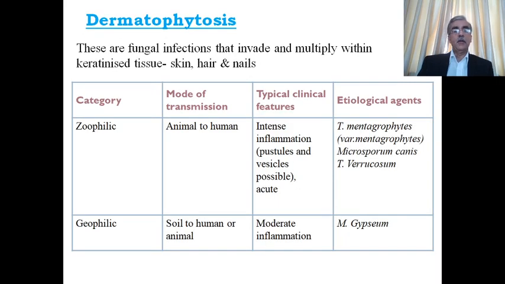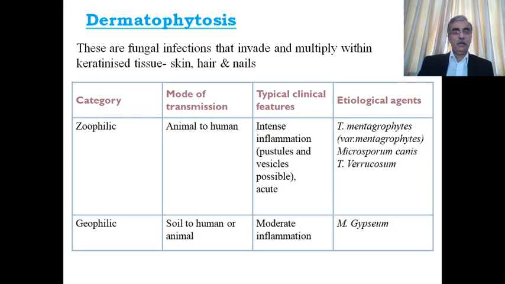Then zoophilic, when the infection comes from animal to human, because there is a change in the host, so inflammation in the host will be intense. The lesions are pustular, vesicular, and they are acute lesions. Intensely red lesions will be there. So clinically we can differentiate whether they are zoophilic or anthropophilic or geophilic to some extent. And the etiological agents in zoophilic fungal infections are Trichophyton mentagrophytes, then Microsporum canis and Trichophyton verrucosum.